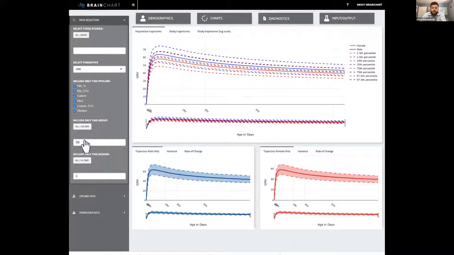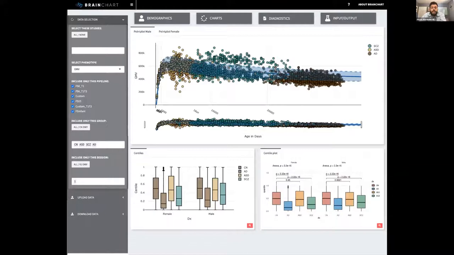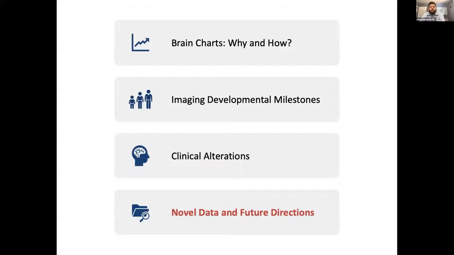If we go back to the data selection tool, where at this point we're only including the CN group, which stands for control or cognitively normal, we can add other diagnoses from a wide range included in the available data sets. So here I've added ASD, schizophrenia, and Alzheimer's. Then we go to diagnostics. And you can see the individual participant data with site and pipeline effects removed, plotted against the reference charts on top. And you can see the group level distributions in box plots below, including on the bottom right, tests of significance for the deviation from the control group. And this is for gray matter, but we could also explore other phenotypes by changing the phenotype of interest in this panel. And now let's move from clinical alterations to the incorporation of novel data and future directions.